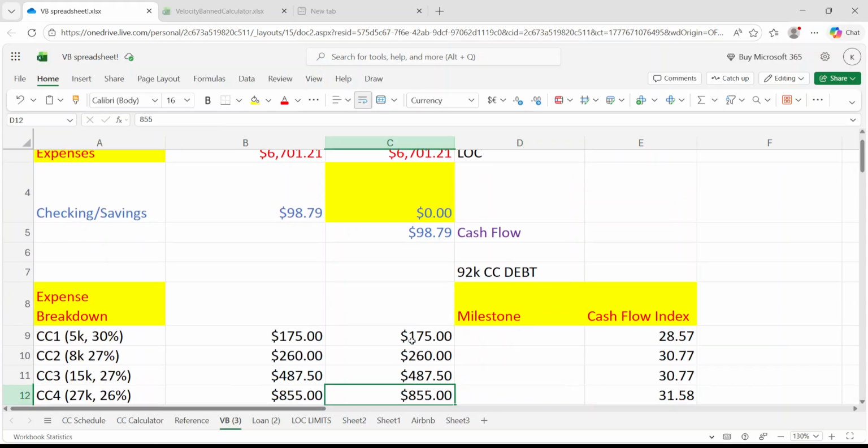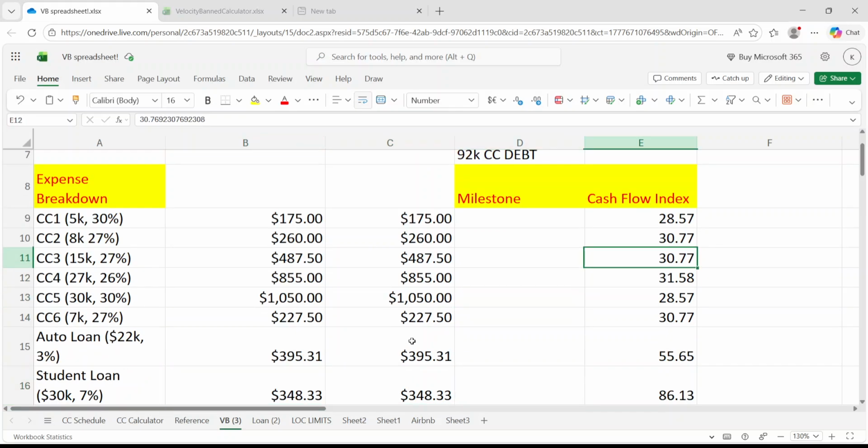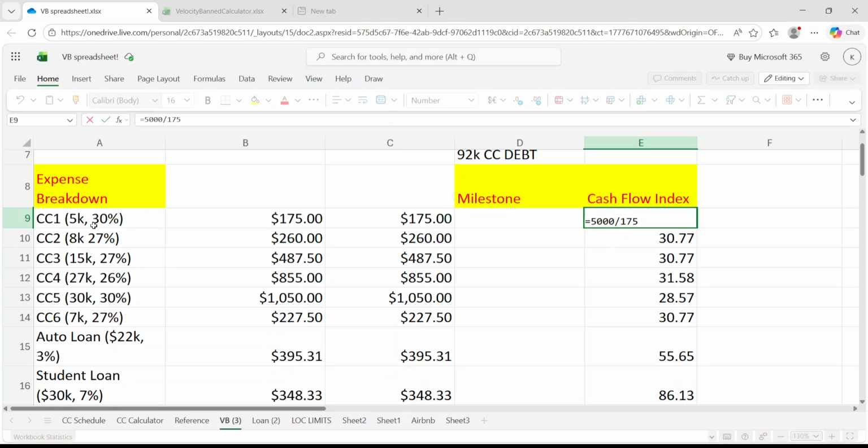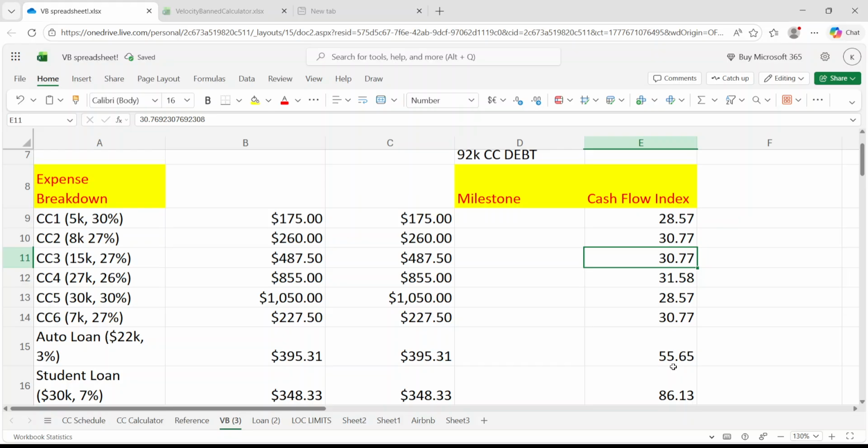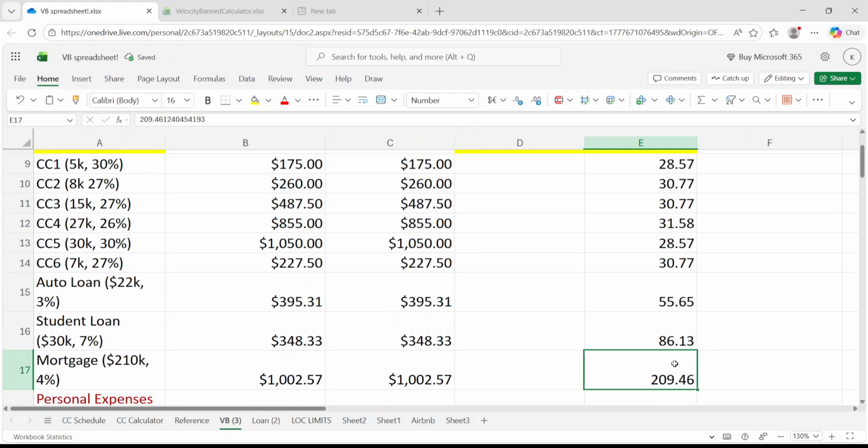Now, with our debts, we're going to rank them according to a formula called the cash flow index. If you don't know what the cash flow index is, it's basically a formula of the debt amount, 5,000, divided by the payment, and it gives you a ranking system, right? The lower the number, the one you want to pay off first, because paying off that debt will give you more bang for your buck.